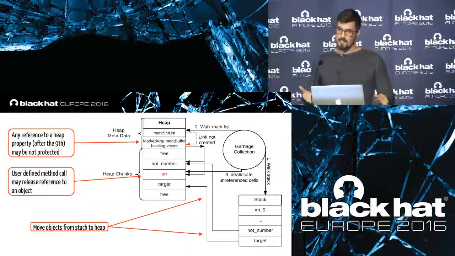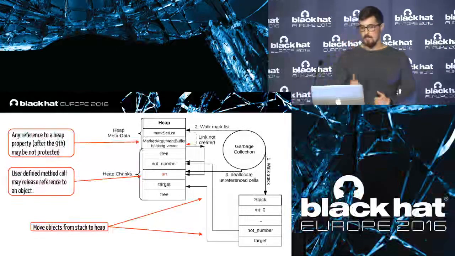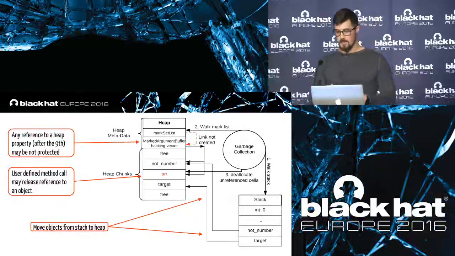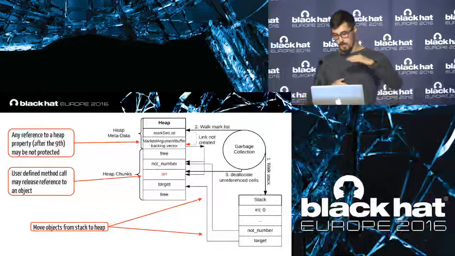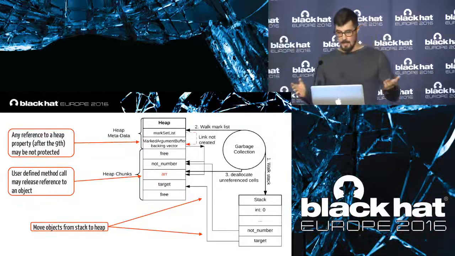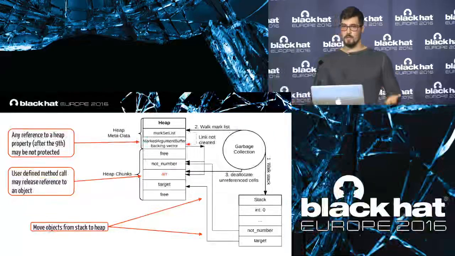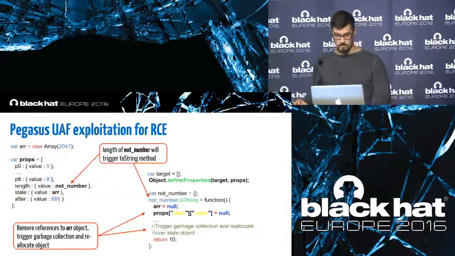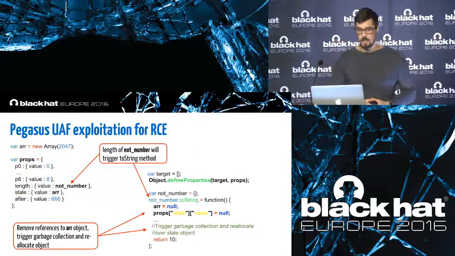And if the 9th value is a primitive type, like a Boolean or integer, it will not be added to the mark list set. And the problem is that all the subsequent values will not be added to the mark list set. That means all values on the heap will not be automatically protected from the garbage collector. If somehow we can trigger a user-defined method that removes JavaScript references, this object will be deallocated. So let's exploit all this information.